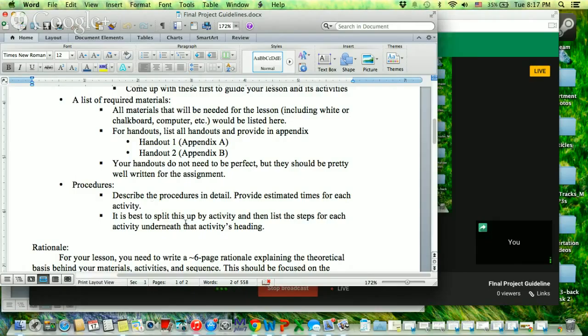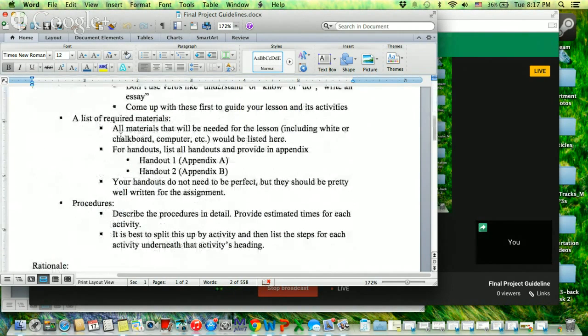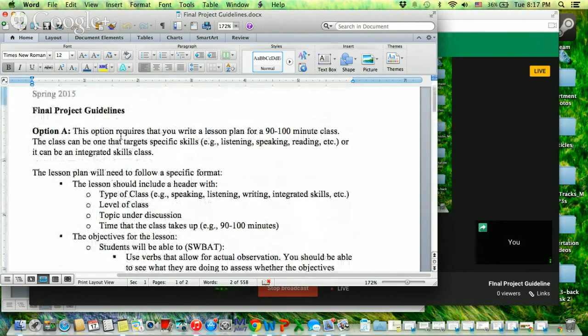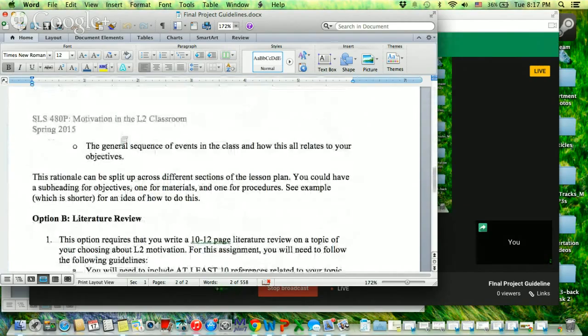It's best to split this up by activity. So for number 1, do activity 1, whatever that is. A lot of times that's a review or agenda, telling the students what the agenda is. Then list the steps for that activity, and then go on to activity 2, then activity 3, activity 4, and so on. That's the main part of the lesson plan, the actual lesson plan itself, developing all of this. And then the rationale comes next.